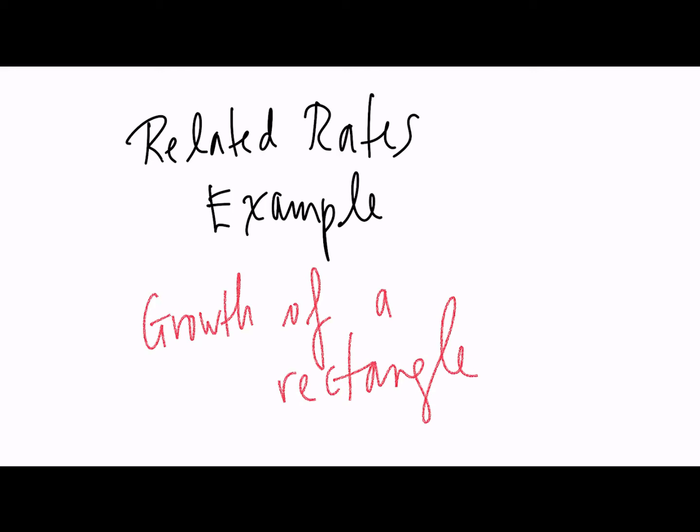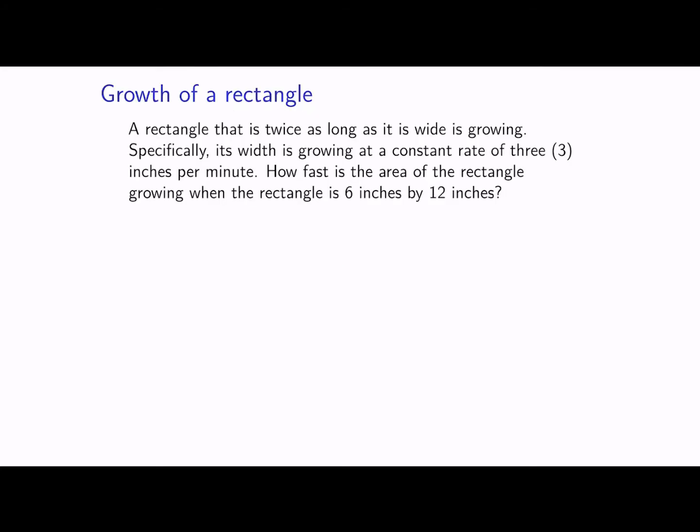Hey there, I'm doing some screencasts on related rates problems. This one is about the growth of a rectangle. I'll read the problem to you. A rectangle that is twice as long as it is wide is growing. Specifically, its width is growing at a constant rate of 3 inches per minute. How fast is the area of the rectangle growing when the rectangle is 6 inches by 12 inches?